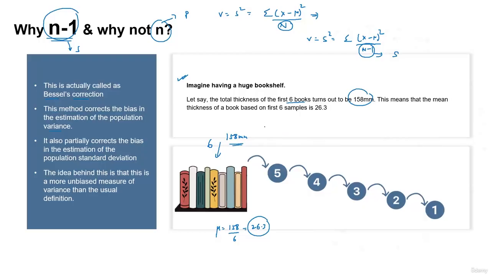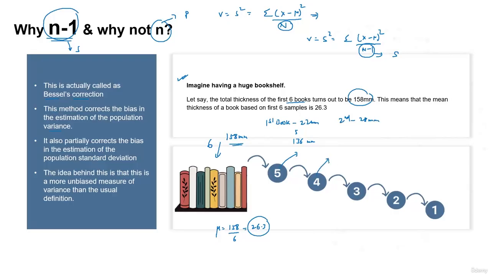Let's say the first book thickness was 22 mm. Now you have 5 books. What is the total thickness of 5 books? It is 158 minus 22, which is 136 mm. Now you measure the second book, which is the second degree of freedom, and find it to be 28 mm.